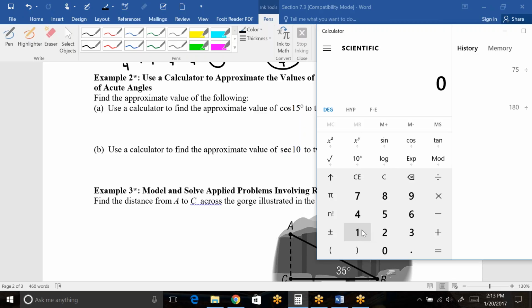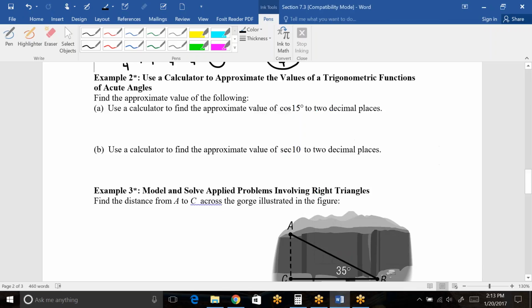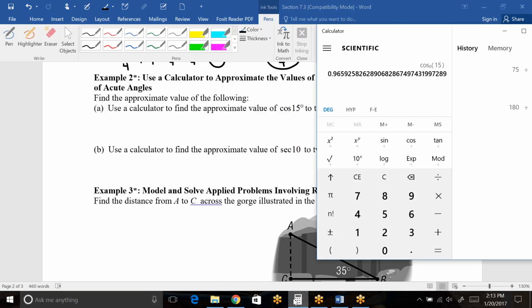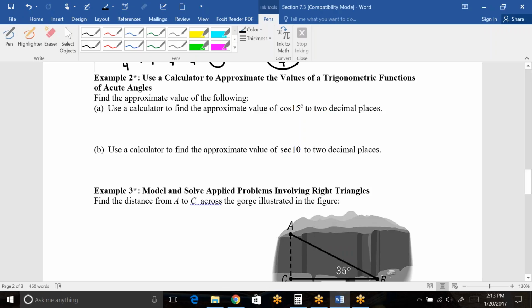So this is 15 because mine works backwards. And then I want cosine of that. So it looks like I have 0.9659. And they said only go to 2 decimal places, so 0.97 because the 5 will bump the 6 up. So this is approximately 0.97.